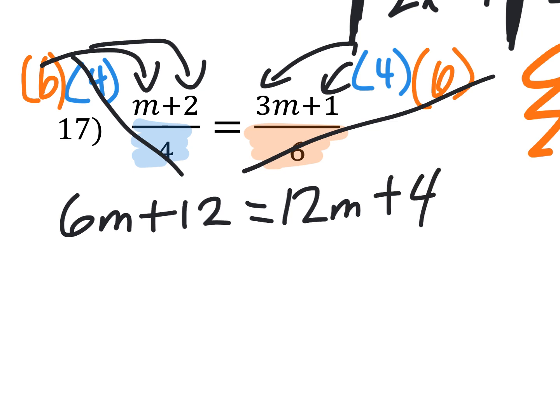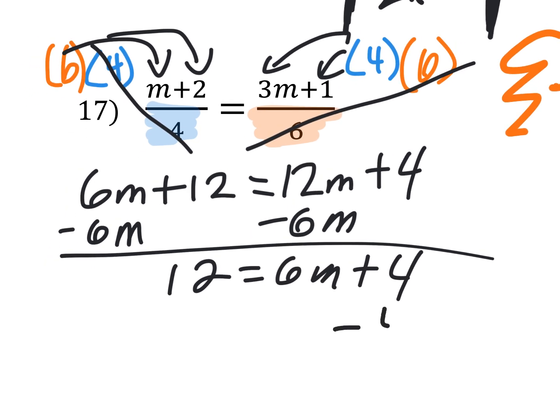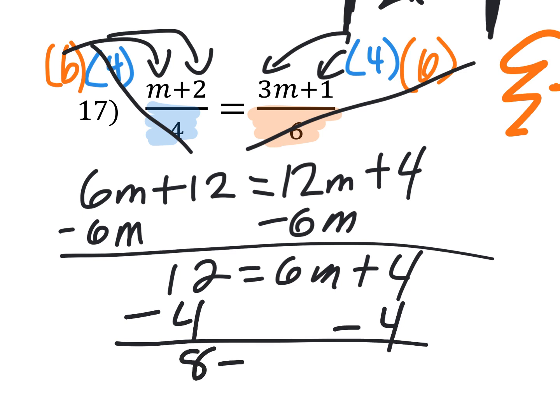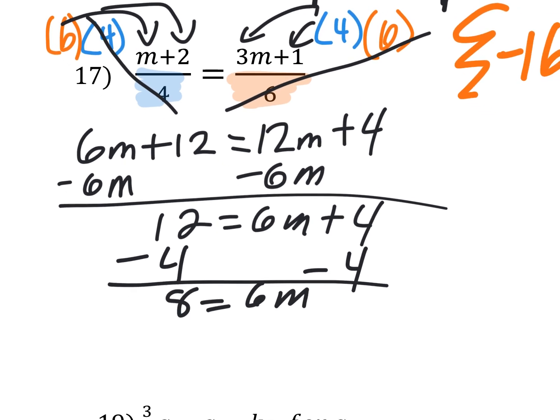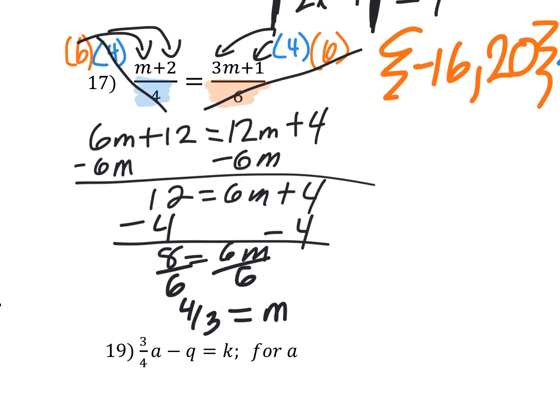I've got variables on both sides, so they need to go. I'm just going to get rid of the 6m because it's smaller. 12 equals 6m plus 4. Subtract 4 from both sides. 8 equals 6m. And finally, we're going to divide both sides by 6. So 8 over 6 simplifies to 4 over 3 as a simplified fraction. I know you might have said like 1.3, like rounded it. That's okay, but please try to get in the habit of leaving it as a fraction.